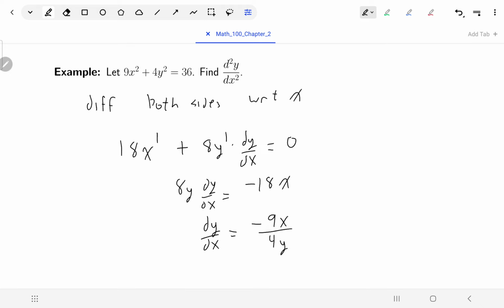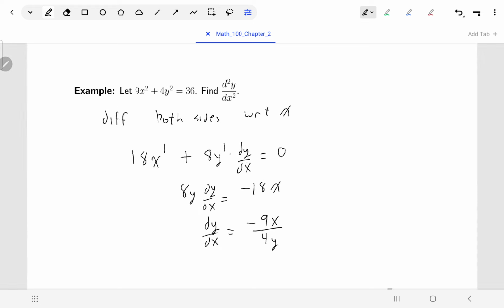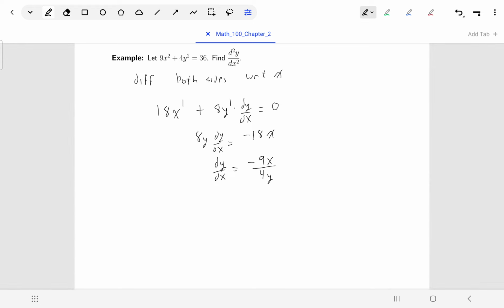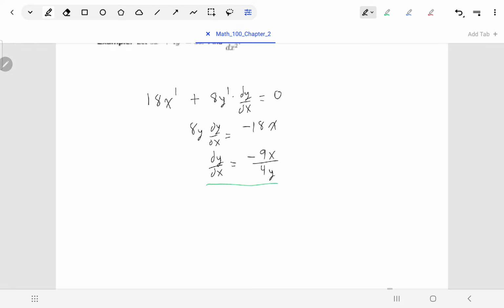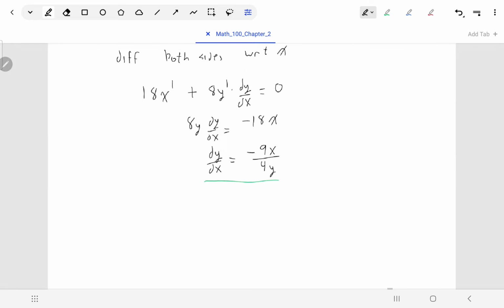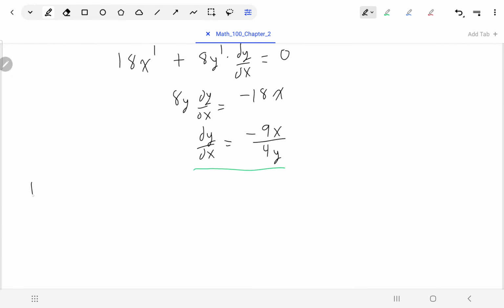And I've got negative 18x over 8y, which simplifies to give me negative 9x over 4y. And there we go, that's my first derivative. And of course I said I wanted the second derivative, so I'm going to differentiate both sides again with respect to x.